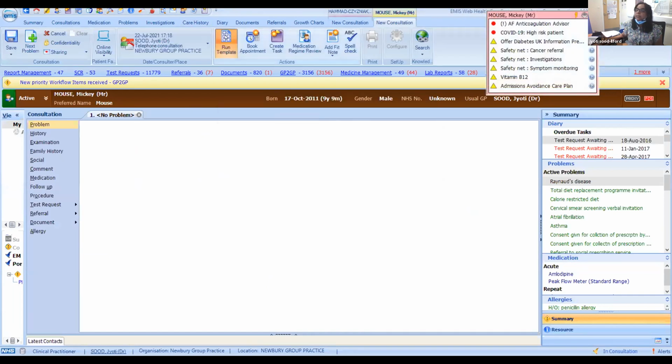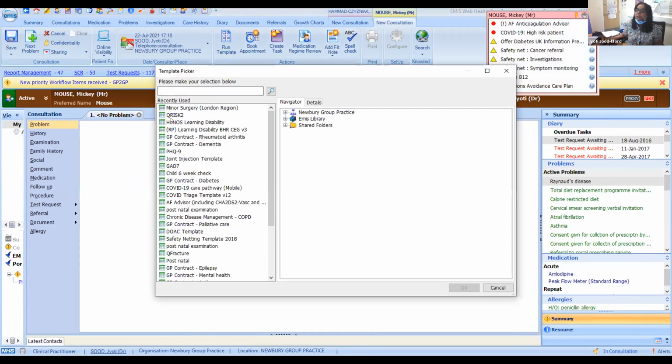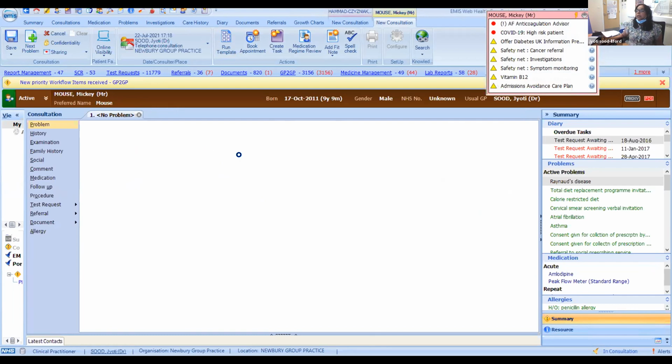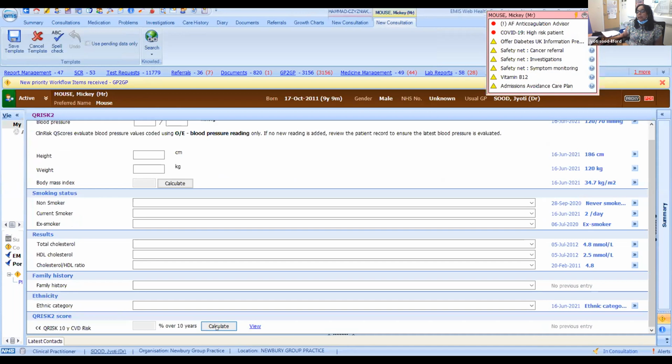You run the template and there's a QRisk template here. It's obviously saved because I use it a lot. And all you need to do is calculate. Obviously in this patient, because Mickey Mouse is only 9 years old, it's not going to calculate. It's not going to give me a figure, but actually it gives you the figure here. Okay. And then you save the template.